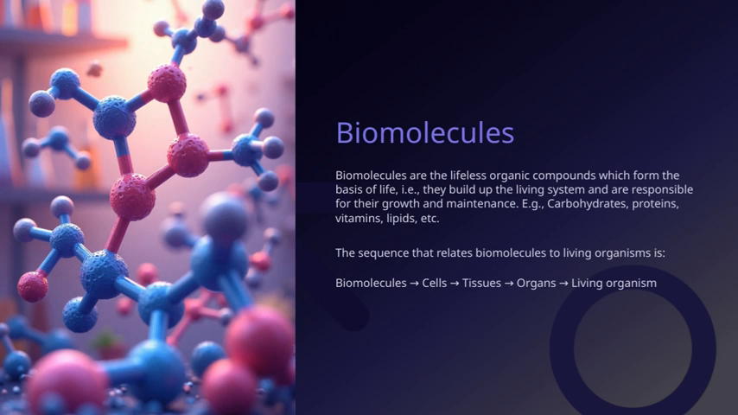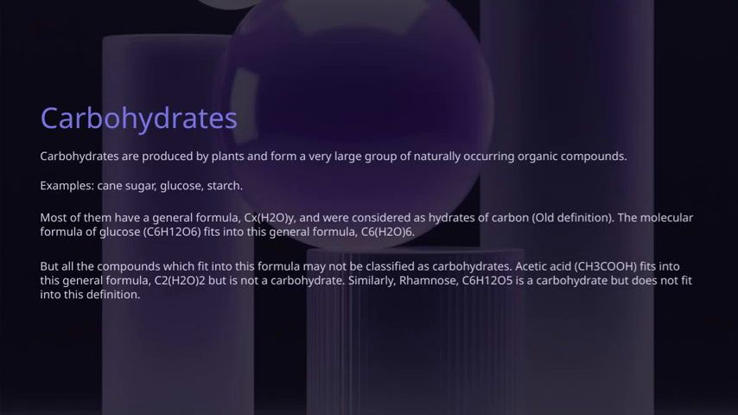Now, it's important to realize that not every compound fitting into the general formula we discussed earlier can actually be classified as a carbohydrate. For example, acetic acid, which has the chemical formula CH3COOH, fits into the formula C2H4O2, but it's not a carbohydrate. Similarly, rhamnose, with the formula C6H12O5, is indeed a carbohydrate, but it doesn't quite fit that same general formula.